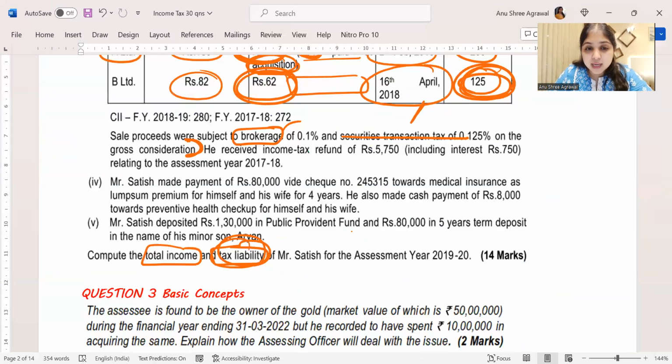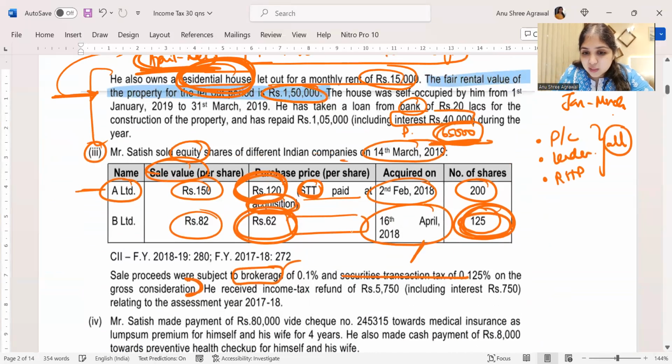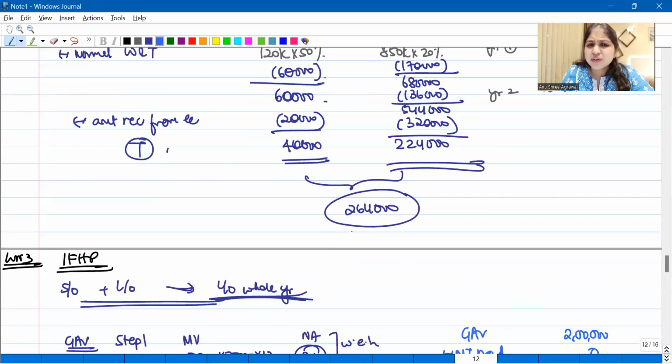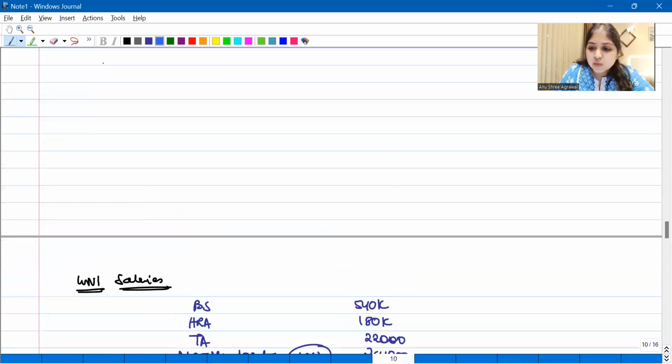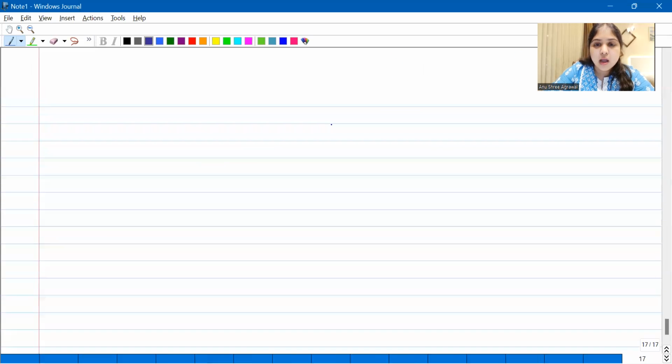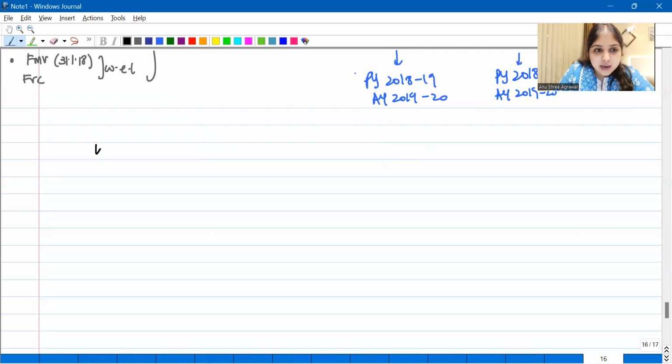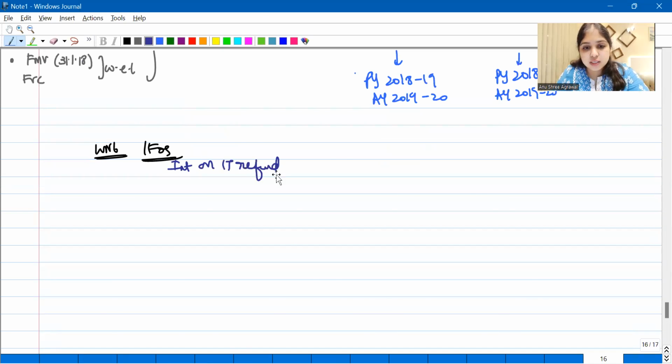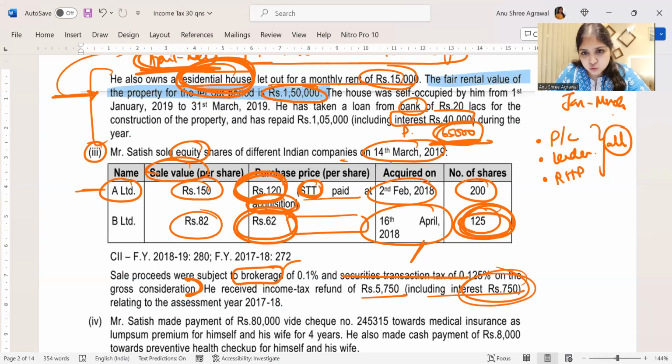Now coming back, he received income tax refund of 5,750, including interest 750. Tell me where will this interest go? Interest on income tax refund. We've done this in the last question also. This will come to the IFOS head. So I'll create another head, IFOS, working note number 6, after working note number 5. Under this, I have interest on income tax refund. How much interest do I have? Only 750 rupees.